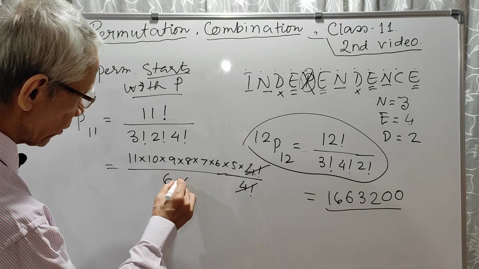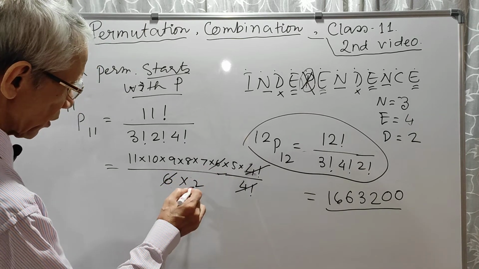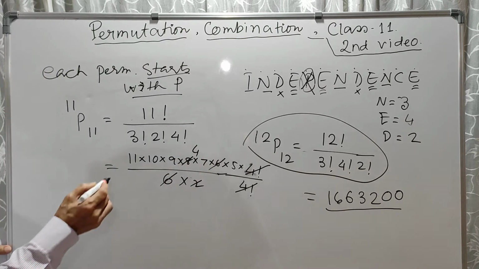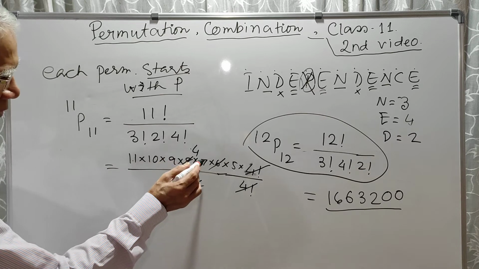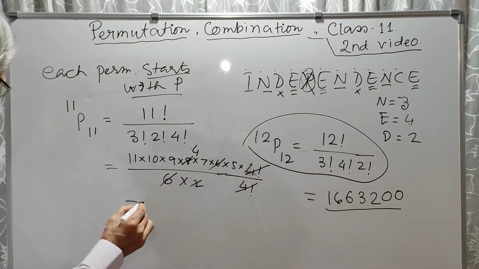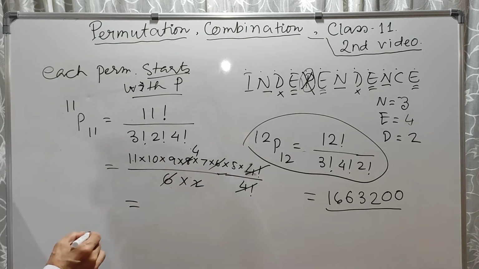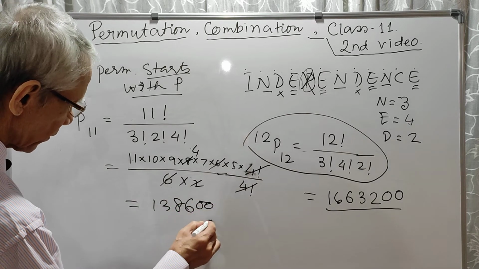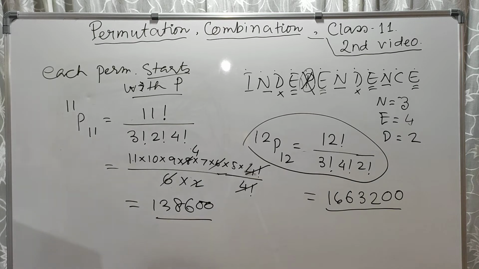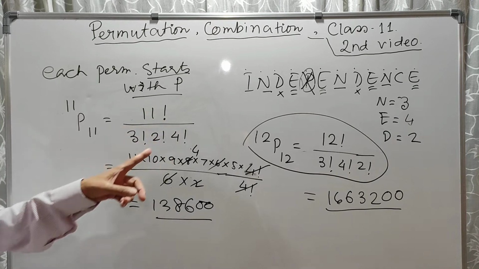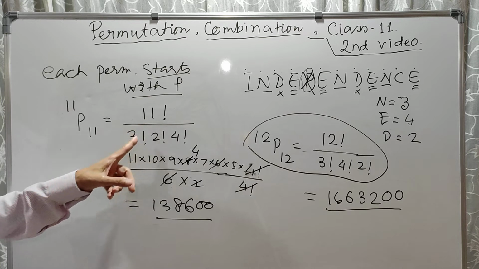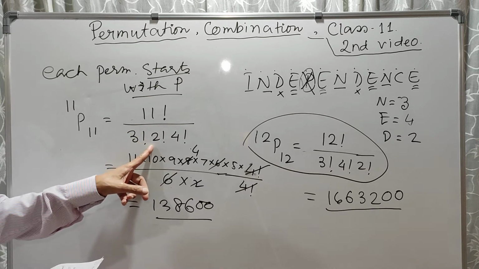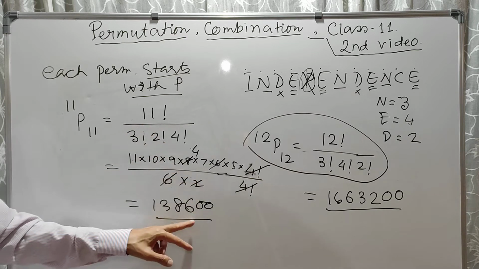Now 6 cancels with 6. 2 cancels with this 4. So finally what remains? 11, 10, 9, 4, 7, 5. So if you multiply all this, what will you get? You will get 138,600. So if you calculate 11 factorial by 3 factorial, 2 factorial, then 4 factorial, you will get this value.